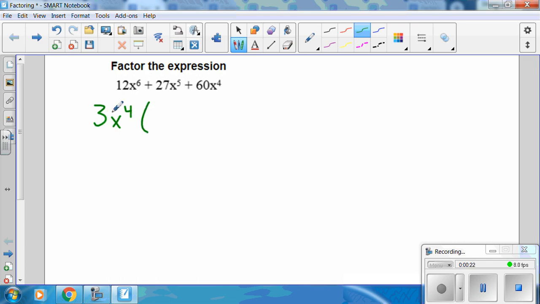Parentheses. 3 times what gives us 12? That would be 4. And then x to the 4th times what gives us x to the 6th? Would be x squared. And then plus 3 times what gives us 27? Would be 9. X to the 4th times what gives us x to the 5th? Should be an x. Plus sign. And then 3x to the 4th multiplied with what gives us 60x to the 4th? That would be 20. So this is what we have now.